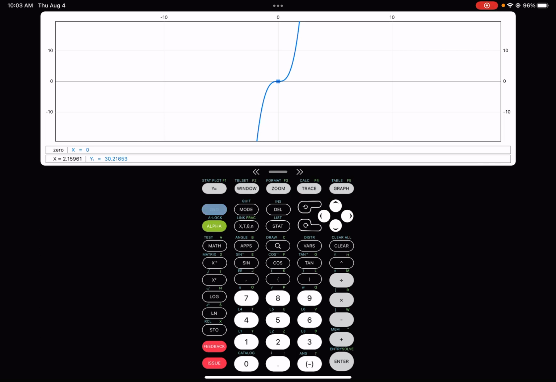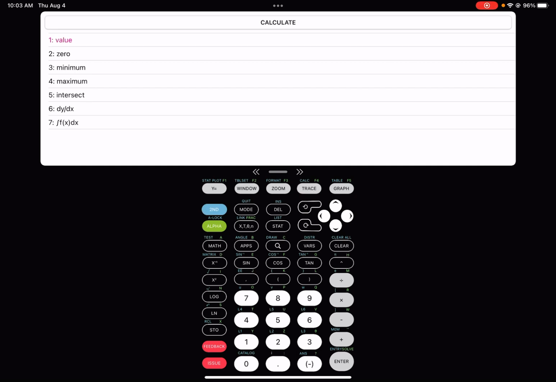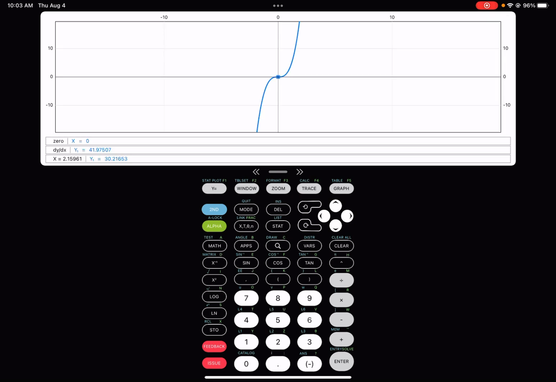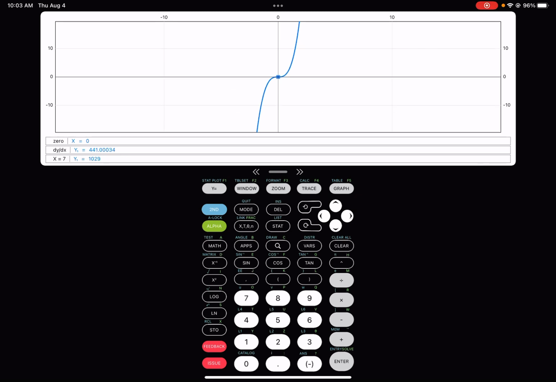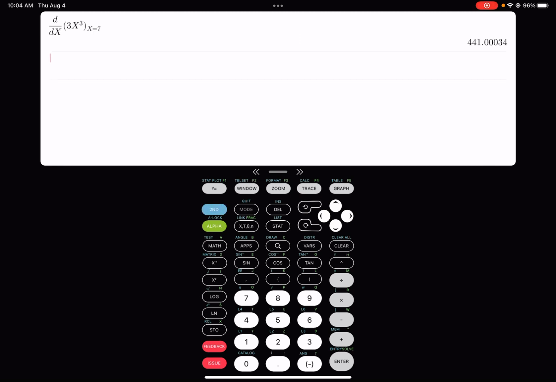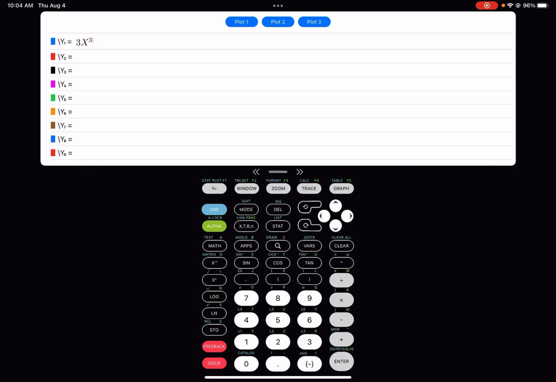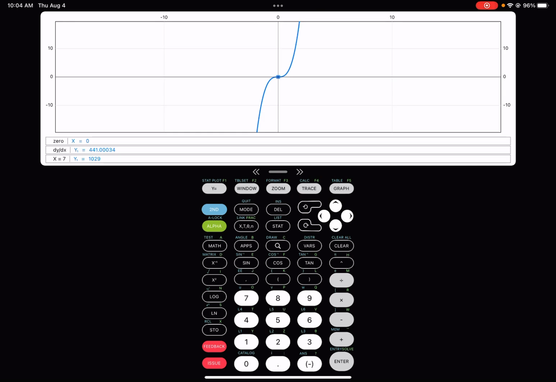I can say second calculate. It's the trace button up there. Second calculate. Notice number 6, dy/dx. That means derivative, right? So if I want to calculate the derivative of this function right here at the point 7, I just hit that, and then I hit 7, and I hit enter. And it tells me right here at the bottom on my screen, dy/dx of y1 is 441. Isn't that what we got before? 441. So you can evaluate it on the graph, or you can evaluate it algebraically in the main screen.